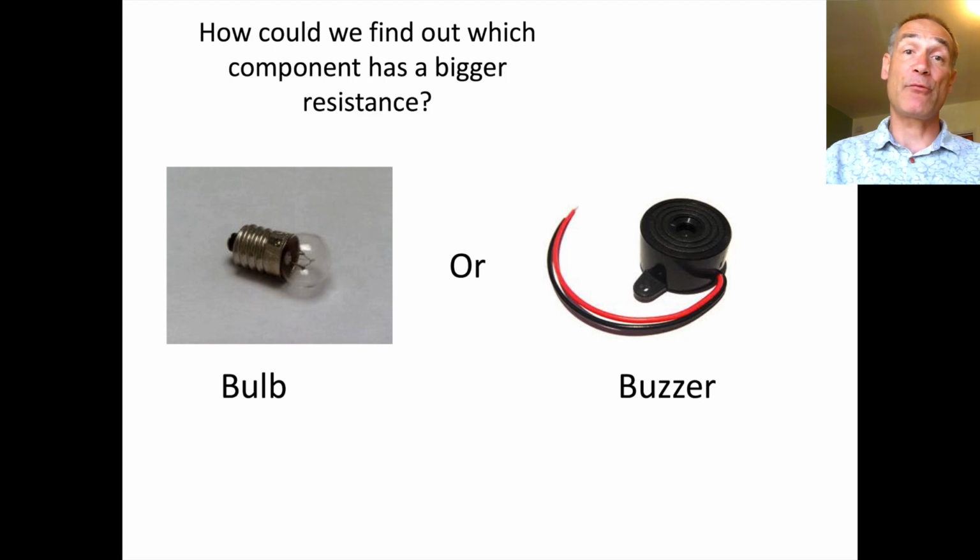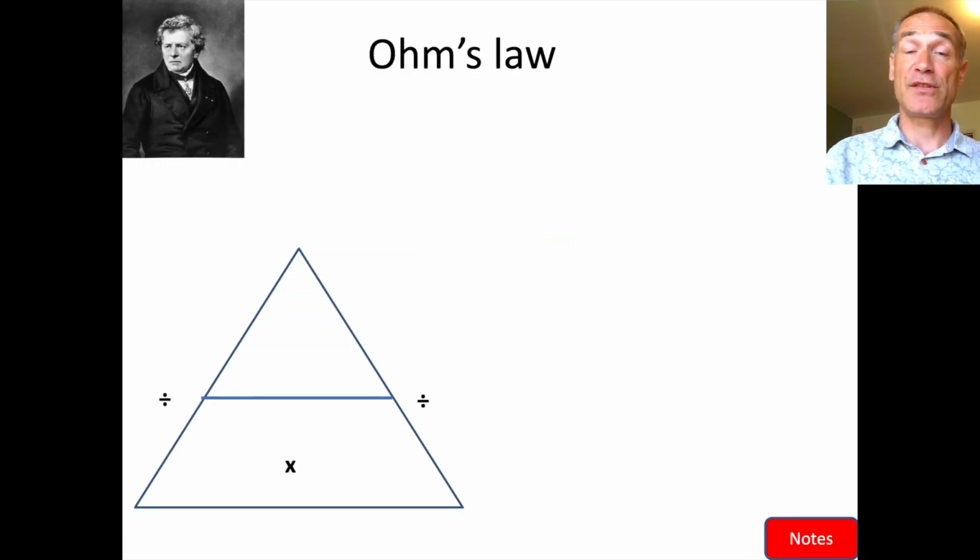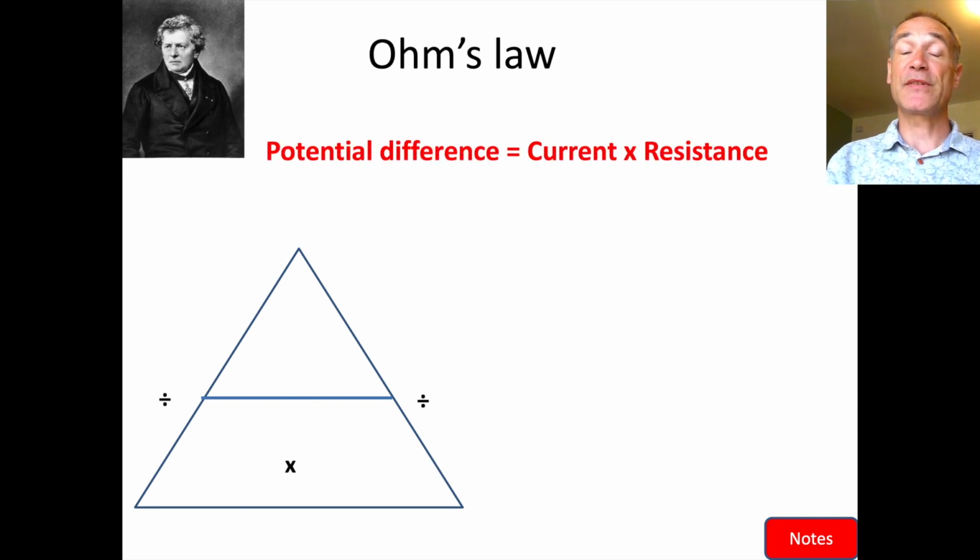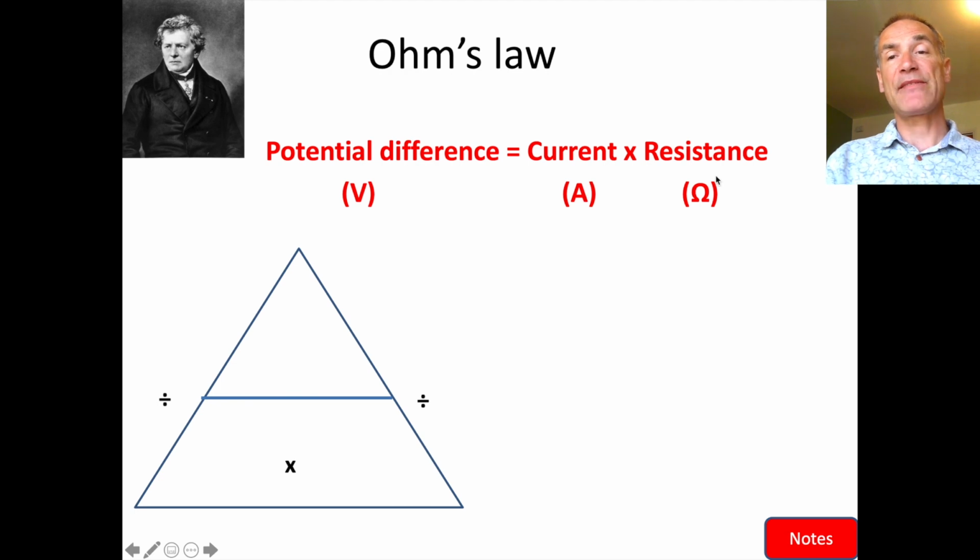So how would we work out which component has the bigger resistance? Suppose I gave you a bulb and a buzzer and said, find out which has got the bigger resistance. So we need to use Ohm's law to calculate resistance. And Ohm discovered the potential difference is equal to current times resistance. Potential difference is measured in volts, current's measured in amps, and then Ohm decided to use the Greek symbol ohm to represent the unit of resistance. So that is omega, a very odd looking symbol.